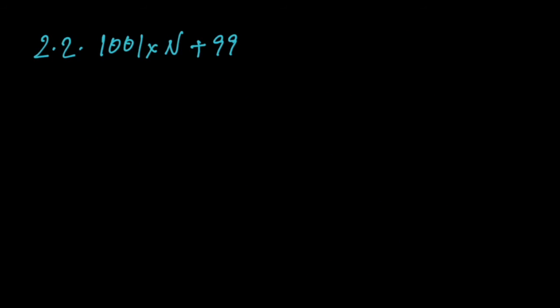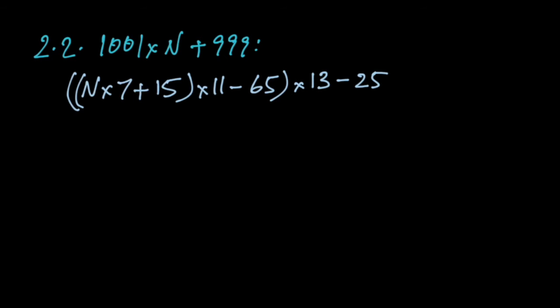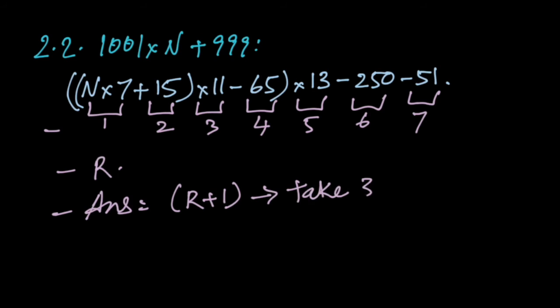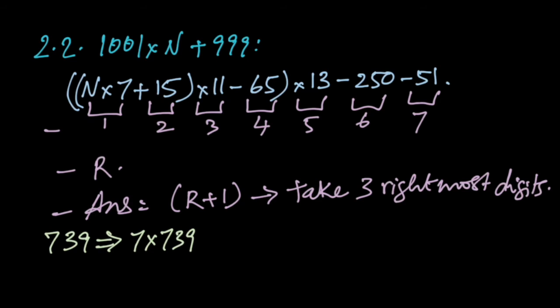Here we are going to get the number in the form of 1001 times n plus 999. We'll follow these steps to get to this number. It has 7 parts. Once we get the number, we will add 1 to it and we will simply take the 3 digits from the right. So let's take an example of 739. It will go through these steps.